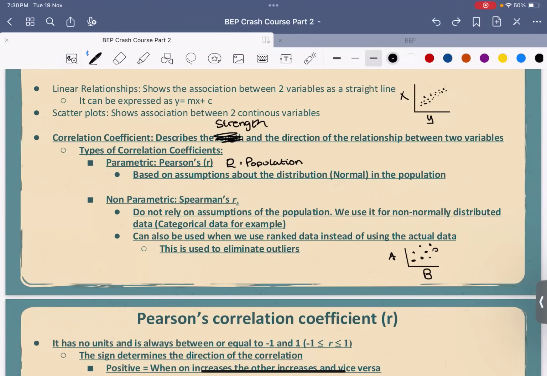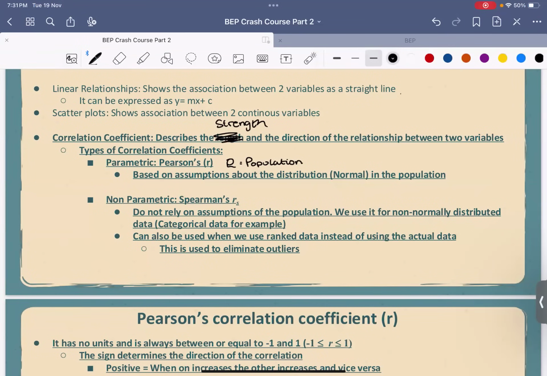And is it a positive correlation or a negative correlation? Both are positive, okay? So what's the difference between their associations? This one is stronger. This one is weaker because they're more spread out, okay? And this is what the correlation coefficient basically tells us. So it tells us the direction and the strength, okay?